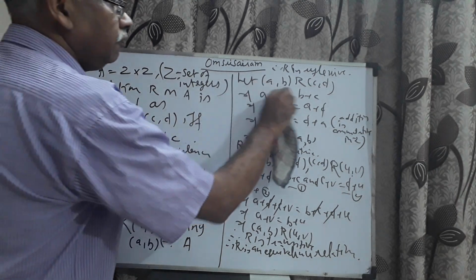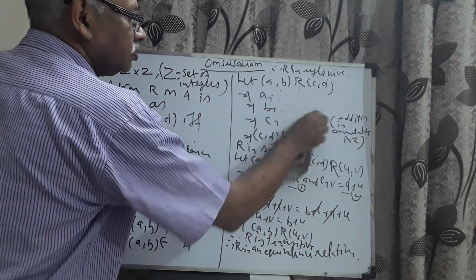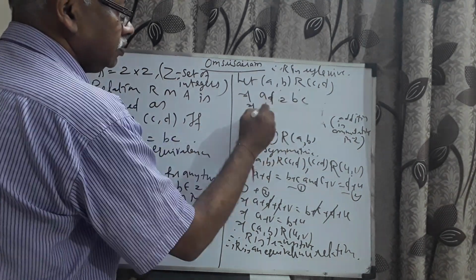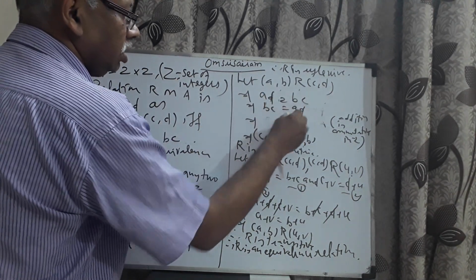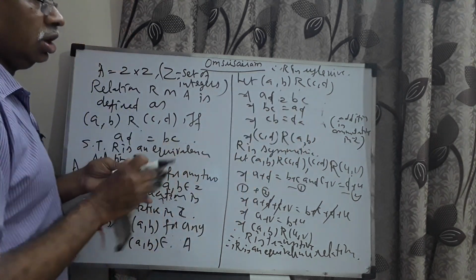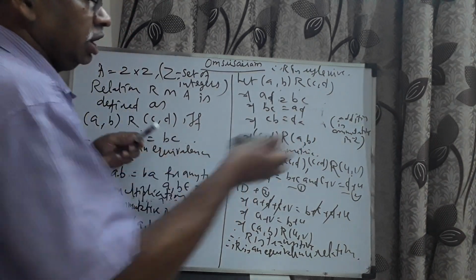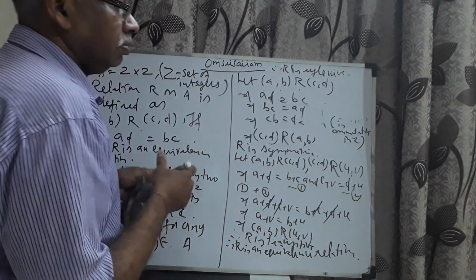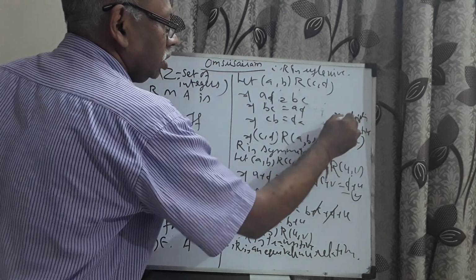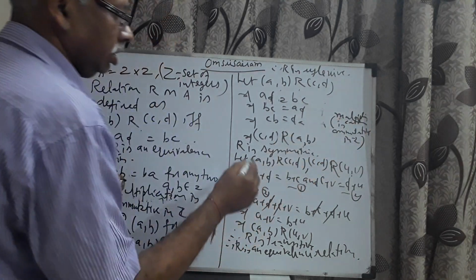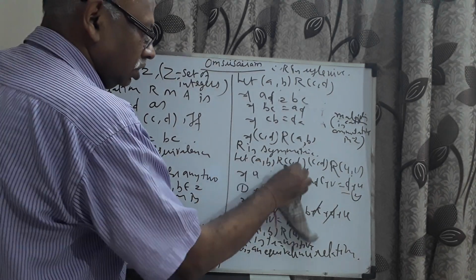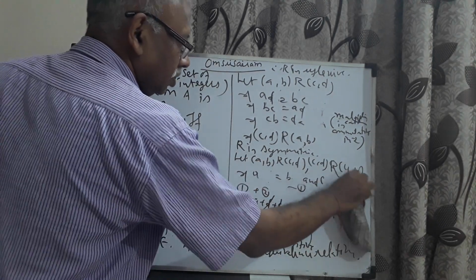Here instead of addition, I'll just write again AD is equal to BC. Here I'll get BC is equal to AD. I'll write CB is equal to DA. Here instead of addition, I'll again write multiplication. Multiplication is commutative. Now for R is symmetric, I'll have here AD equal to BC, CB is equal to DA.